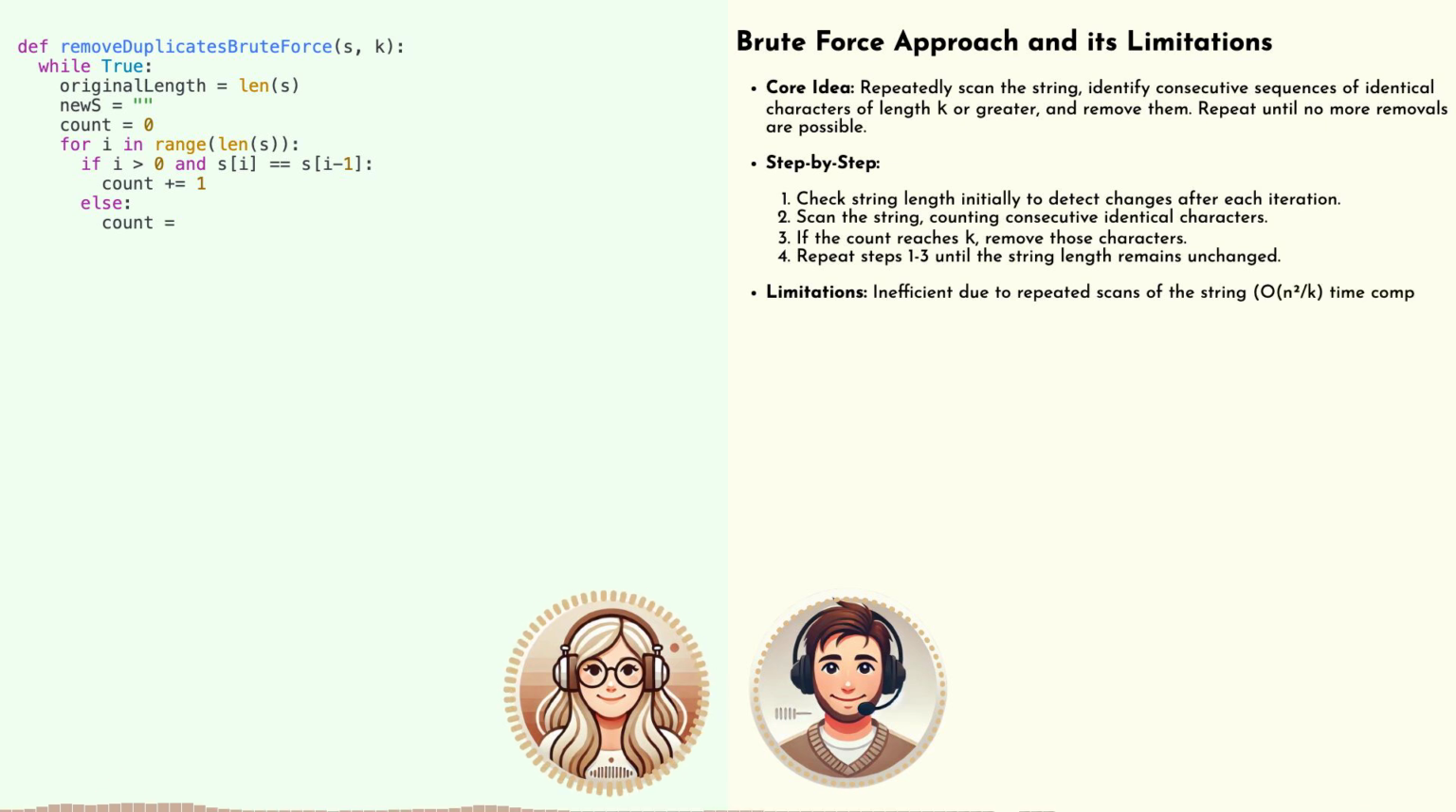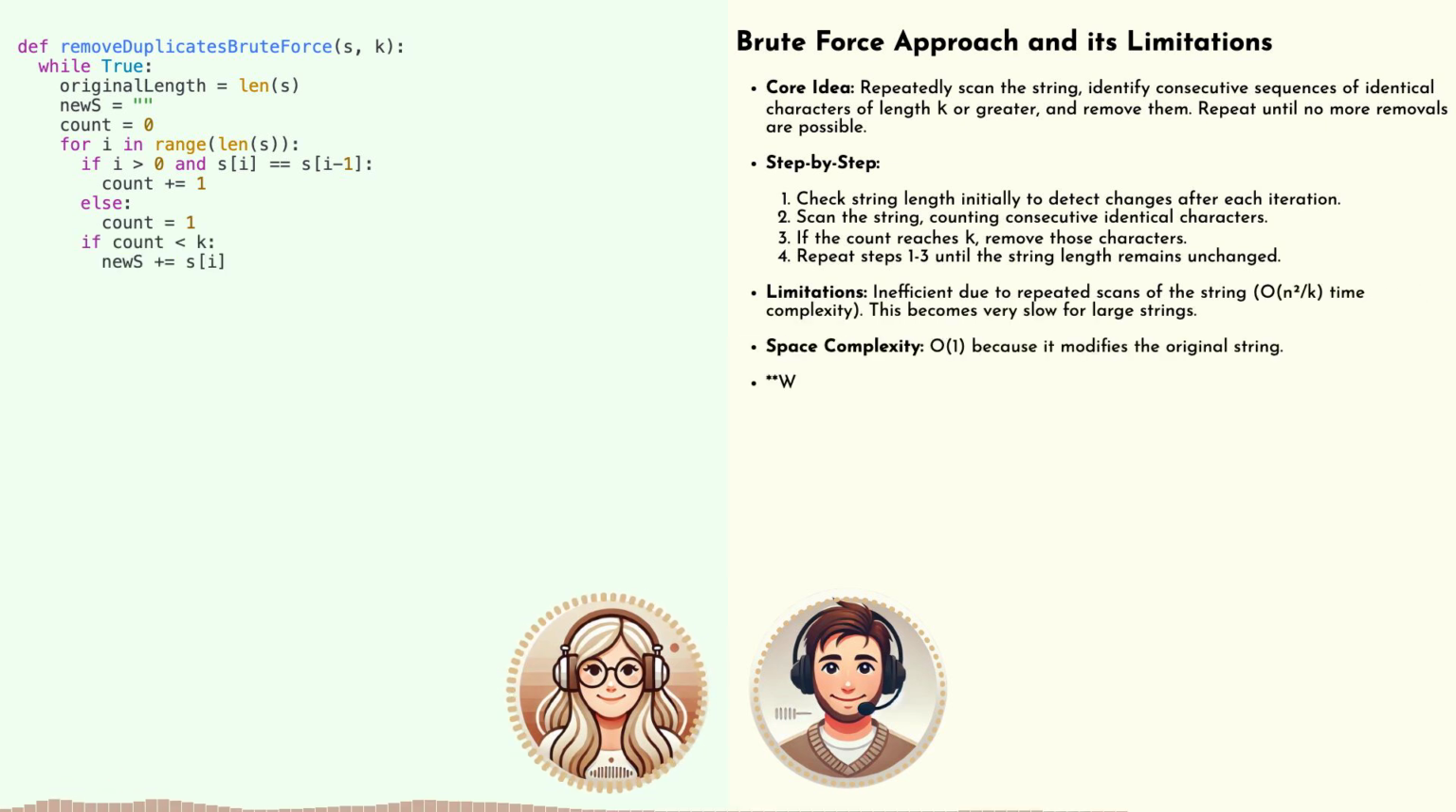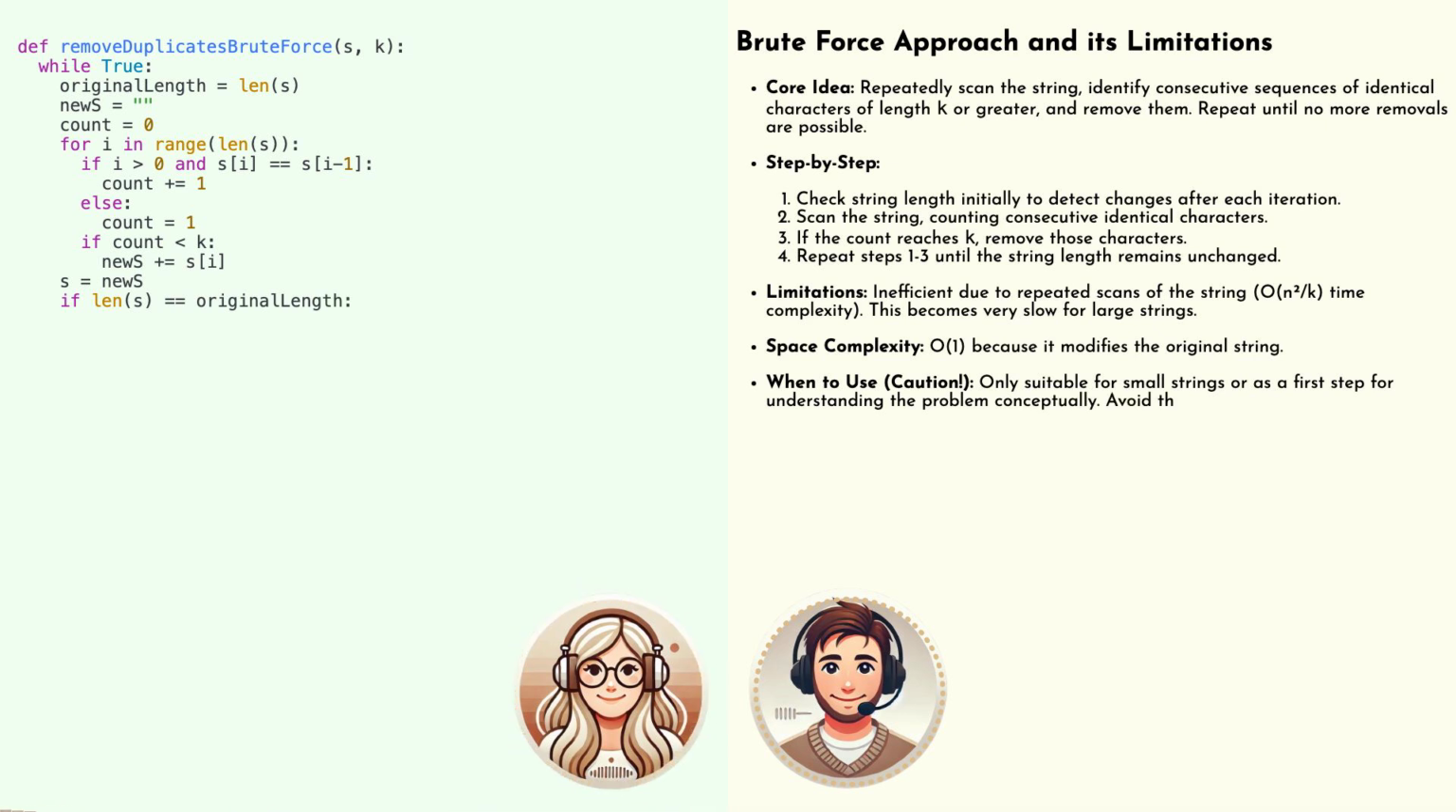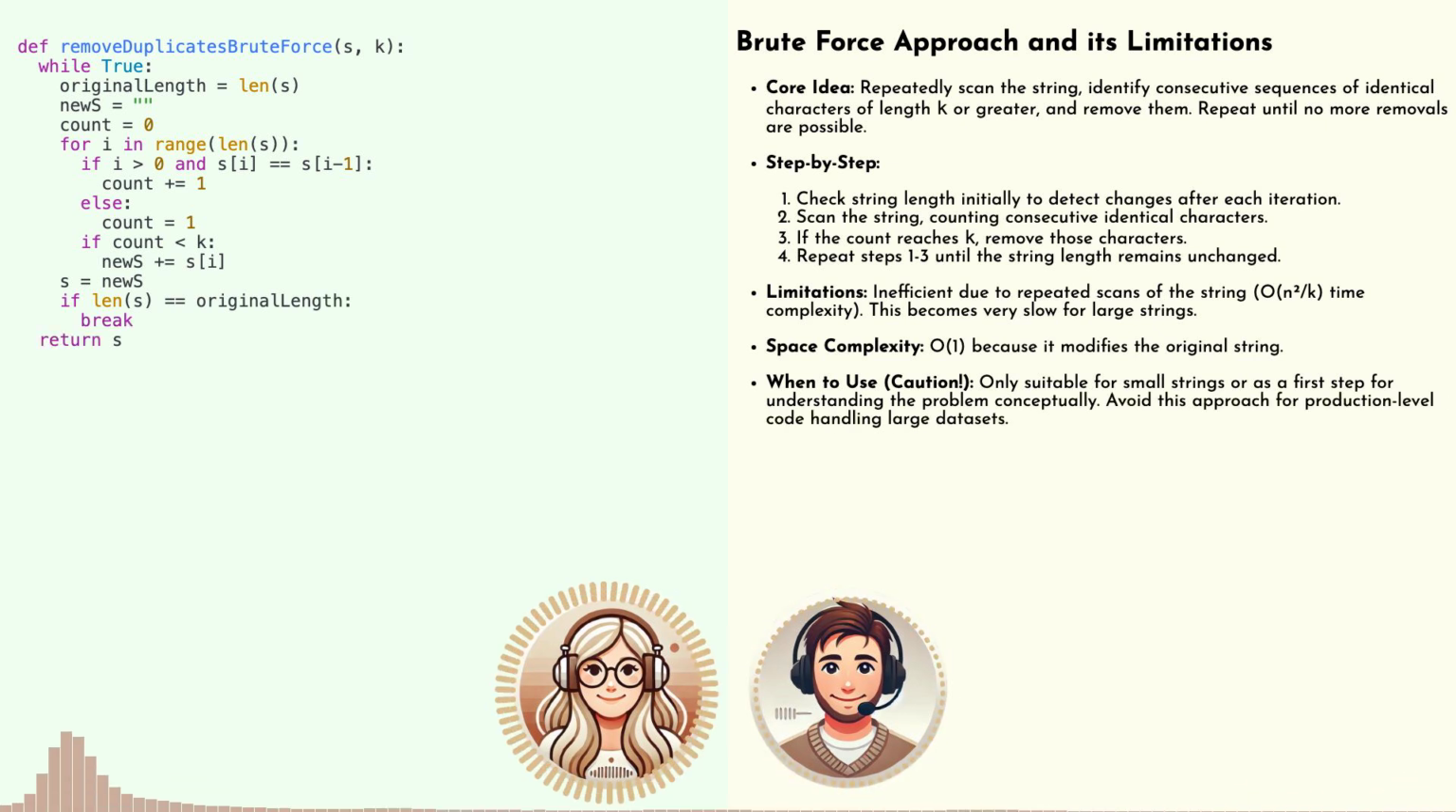So with brute force, we're essentially going step by step. We're going to scan through the string, count how many times each character repeats consecutively, and if we hit that magic number k, we just remove that entire group. And then what? We just keep repeating that process. Yeah, exactly. We keep doing that until there are no more groups of k consecutive identical characters left to remove. I see. So it's like we're using a pair of scissors and just snipping away those duplicate chunks as we find them. Exactly. I like that analogy.